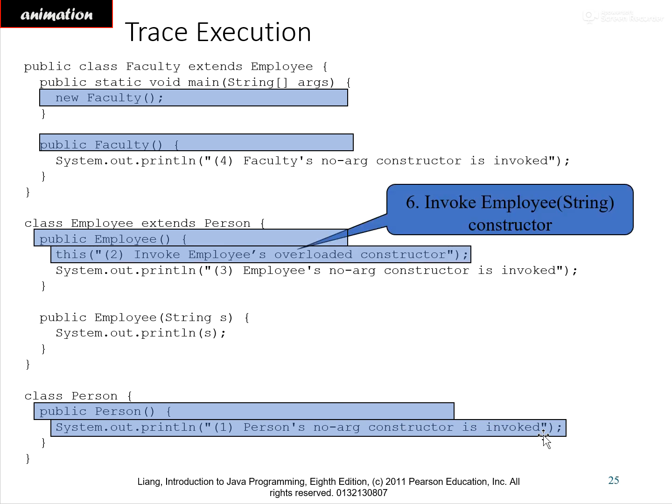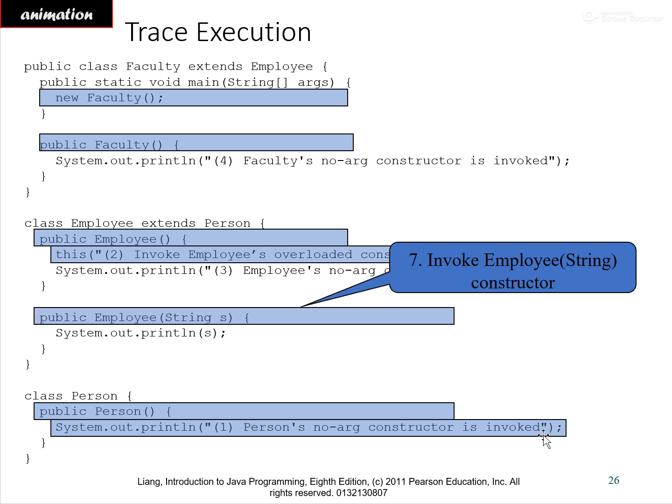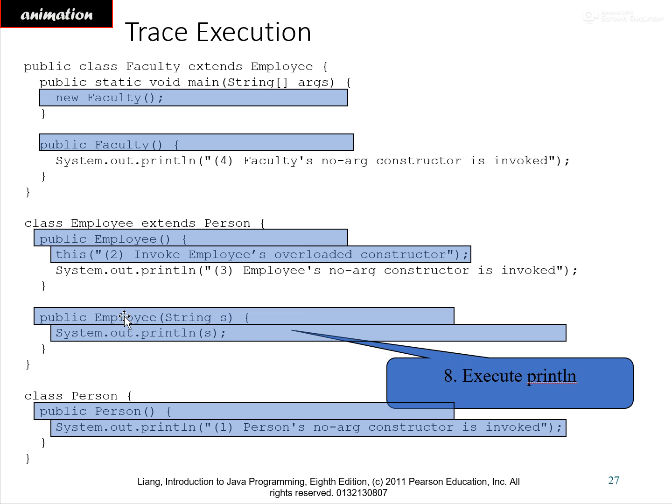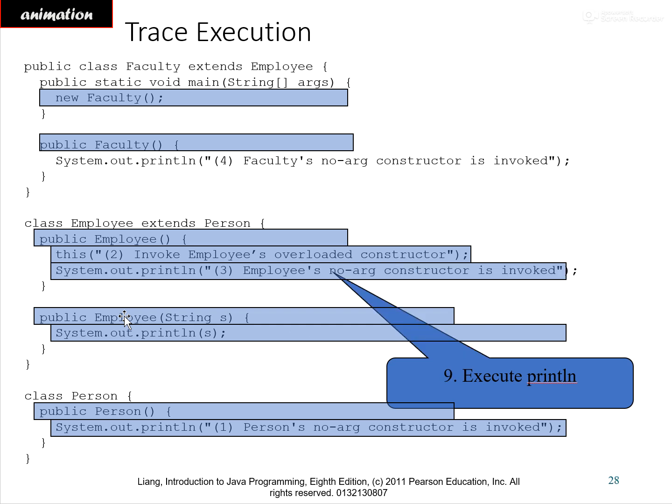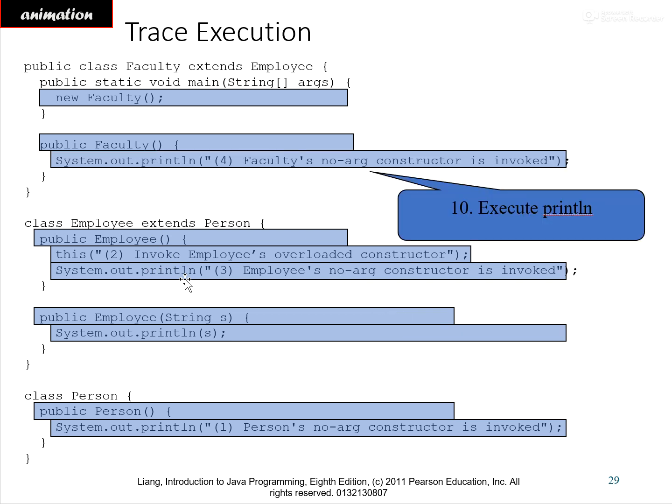When we're done, we jump back to employee's constructor, and the first line of that is a call to employee's overloaded string argument constructor, which prints out that second string that we see on the screen. And when we're done over here, we return to the no-arg constructor of employee, which prints out this third line. Employee's no-arg constructor is invoked. And when we're done with employee's no-arg constructor, no more lines left, we finally have to jump back to faculty's constructor, which is the constructor that was first invoked in the first place.